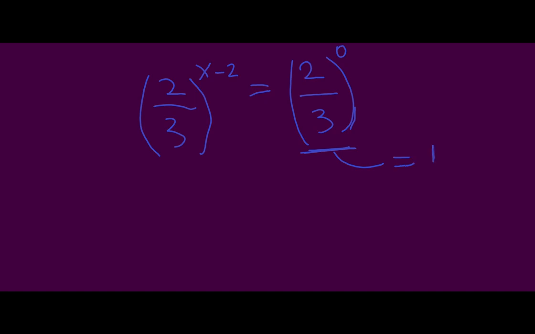Now, since they have the same base, we can equate the exponents. So we're going to have x minus 2 equals 0, right? And then you're going to take this negative 2 to the other side, and when you do that, it changes the sign. Then from there, you're going to have x equals 2, and this is your answer.